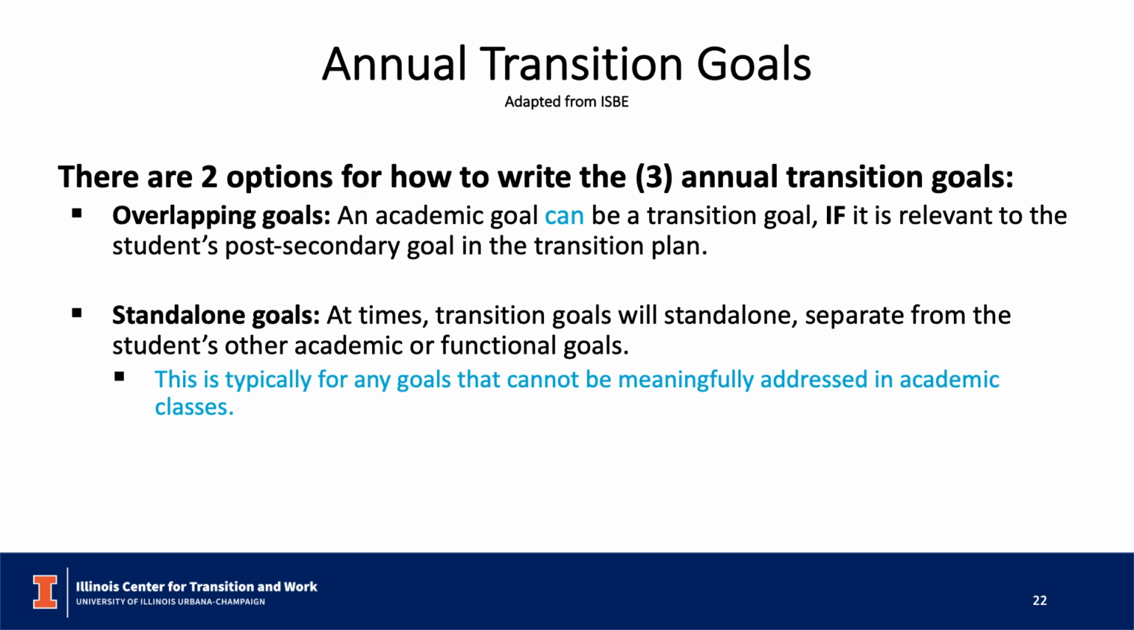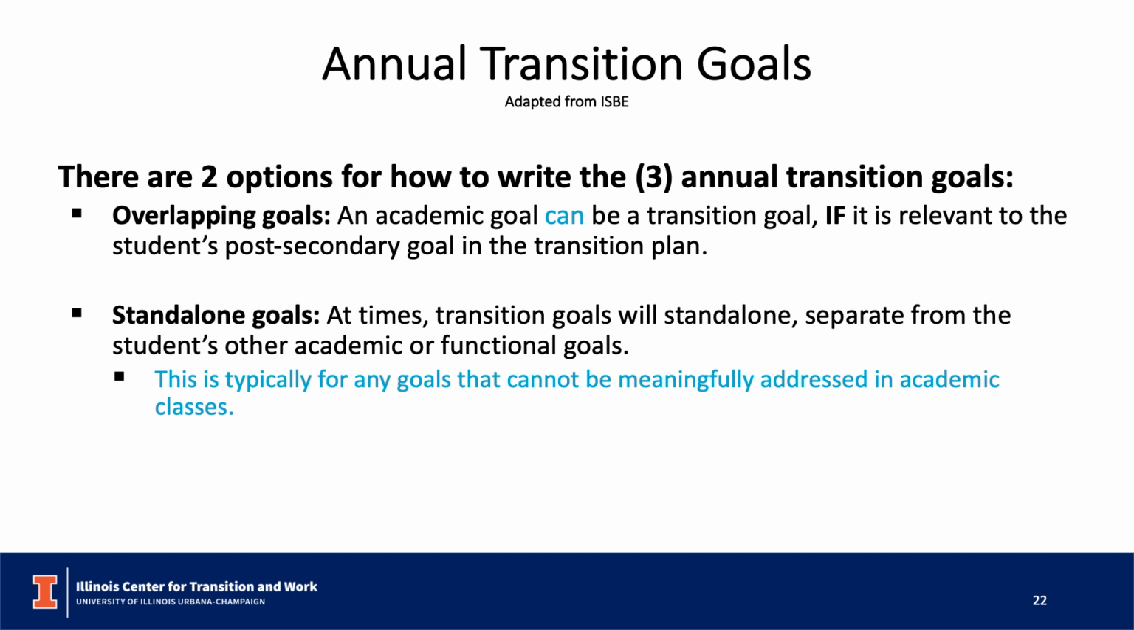So we can thoughtfully align these two. We can overlap their transition goal of employment as a cashier, and their academic goal of building numeracy and computation skills. That is what we would call an overlapping goal.